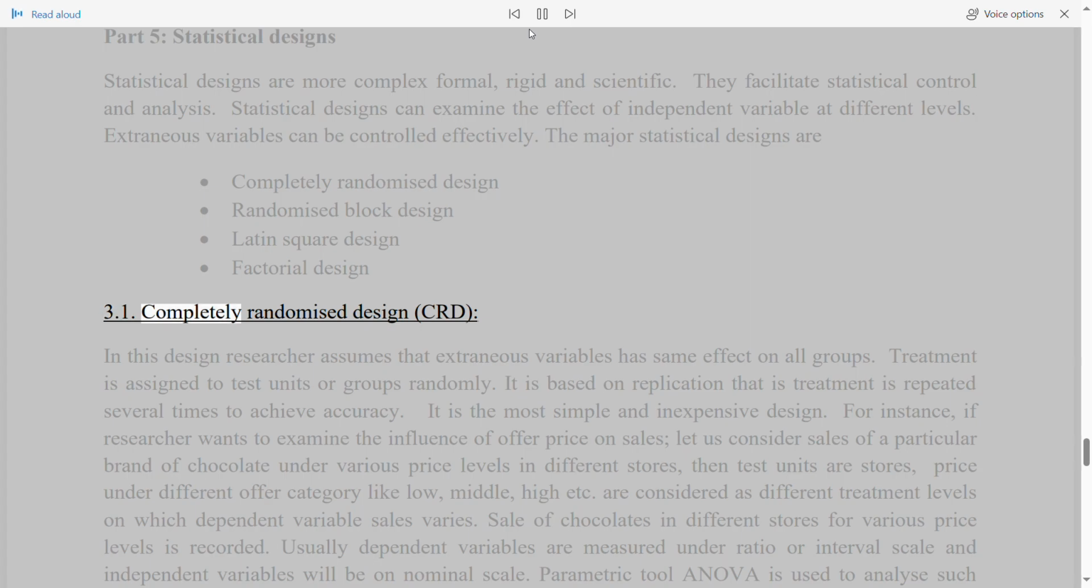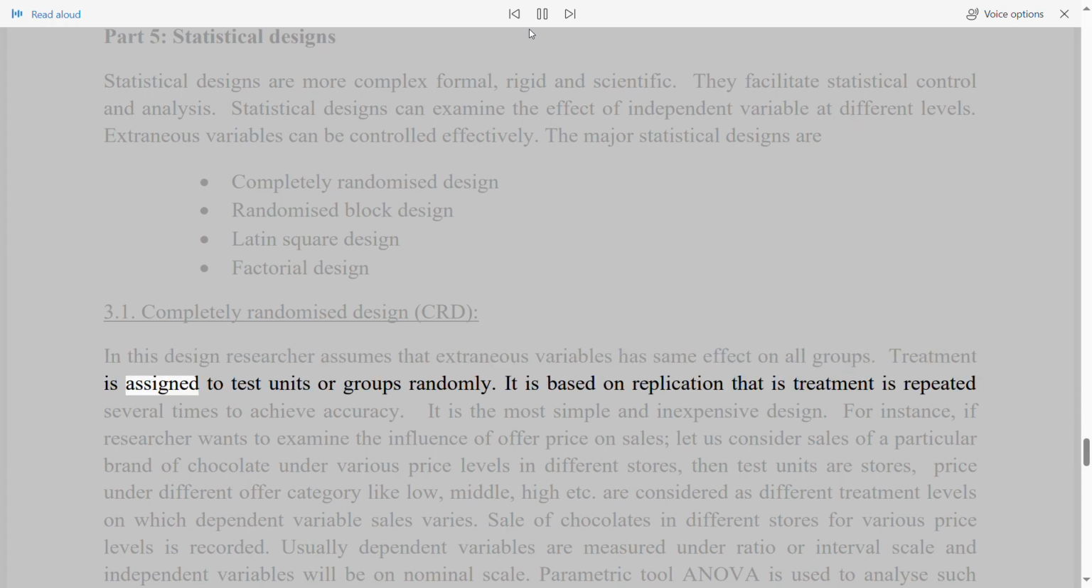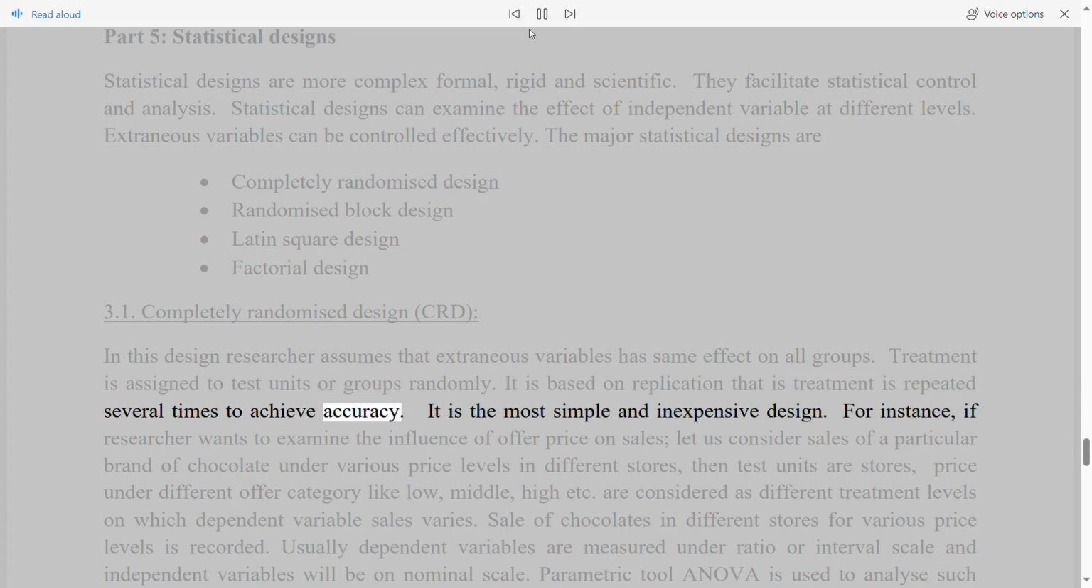3.1 Completely randomized design (CRD). In this design, researcher assumes that extraneous variables have the same effect on all groups. Treatment is assigned to test units or groups randomly. It is based on replication, that is, treatment is repeated several times to achieve accuracy. It is the most simple and inexpensive design.